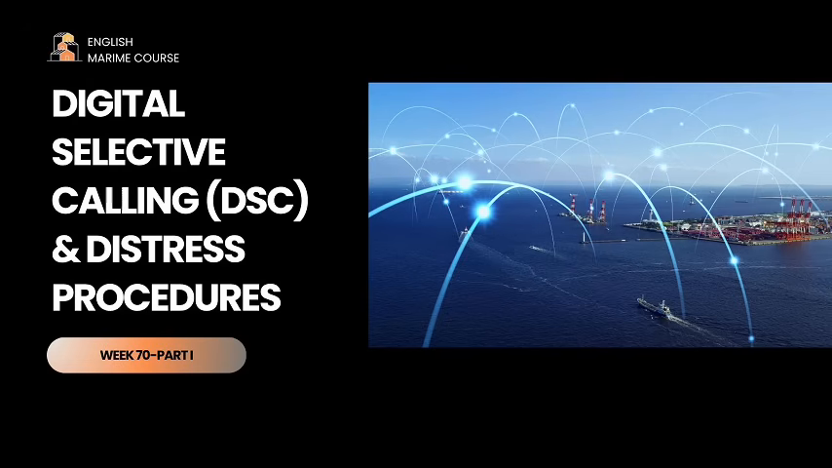A full distress alert can be sent by first pressing the DSC button, and then, if time permits, manually selecting the nature of the distress. Once the distress alert is sent, the system will automatically switch to the designated VHF channel, which is typically channel 16. It will repeat the alert every 4 minutes until it is acknowledged or manually stopped.